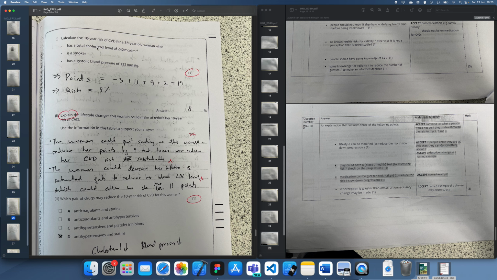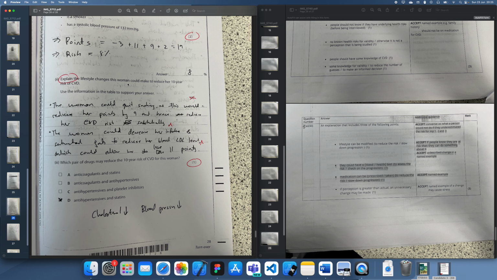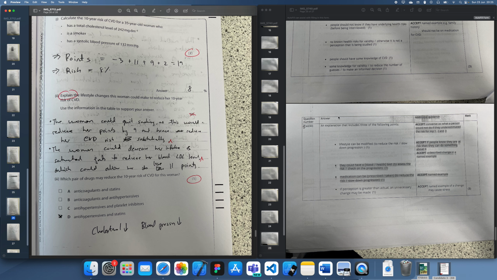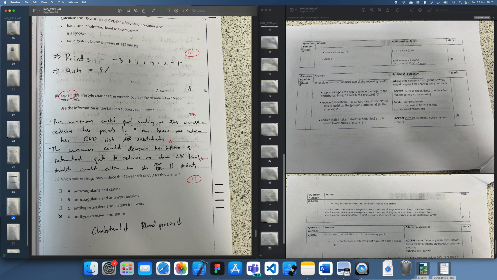Alright, now I think this was one of the last questions. This was a little diagram and then talk about how to use it. Ooh, alright. This is quite annoying. I guess it says explain, so stop smoking and then explain how. Stop smoking, this would reduce the points. Yeah, okay, so I need to explain how quitting smoking would do the changes. Decrease higher intake of saturated fats.